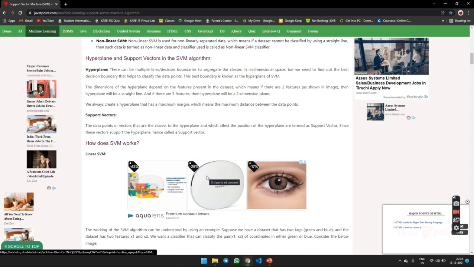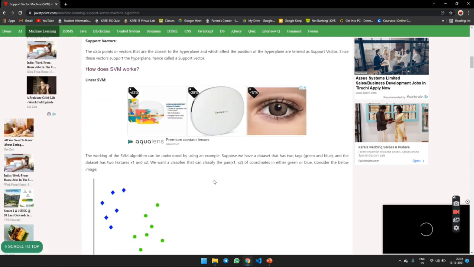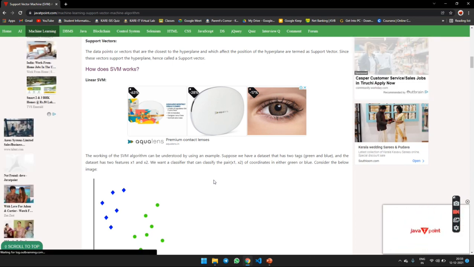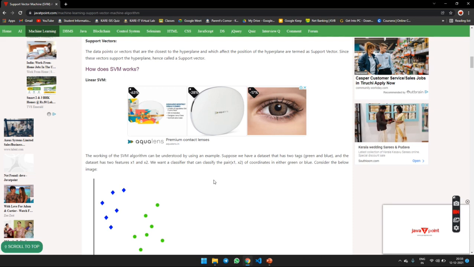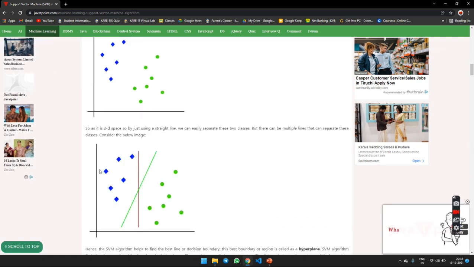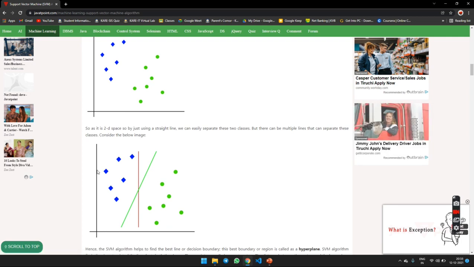How does SVM work in linear SVM? The working of SVM can be understood with an example. Suppose we have a data set that has two tags, green and blue, and the data set has two features, x and y. We want a classifier that can classify the pair (x1, x2) of coordinates as either green or blue. Consider the below figure. This is x1, this is x2. In this 2D space, using a straight line, we can easily separate the two classes.